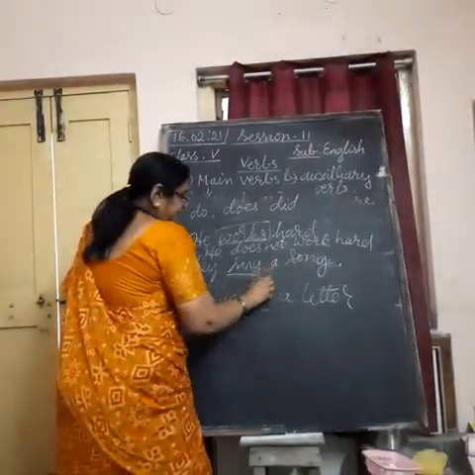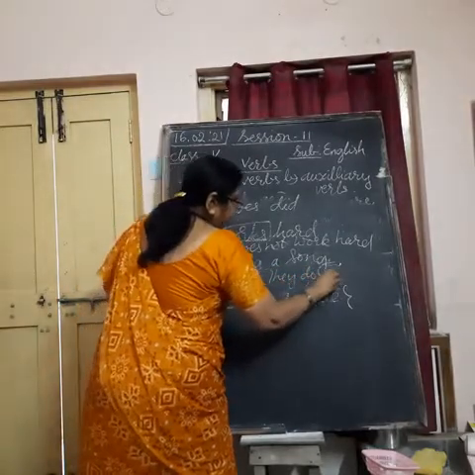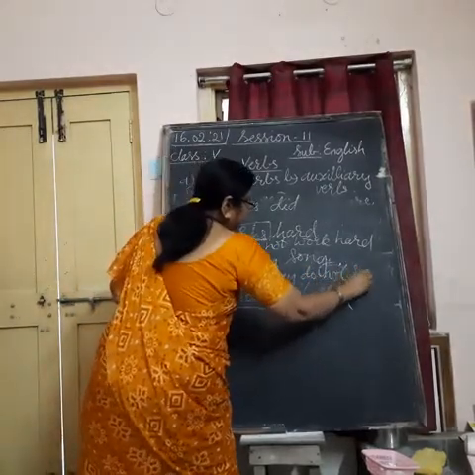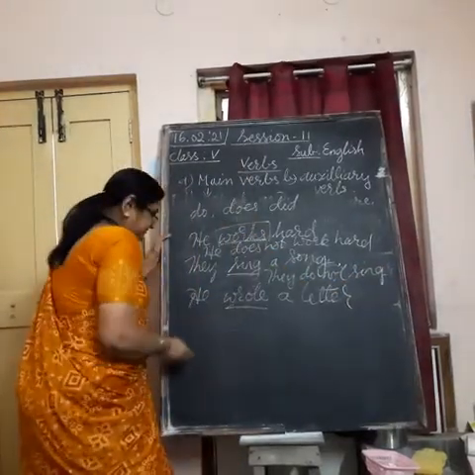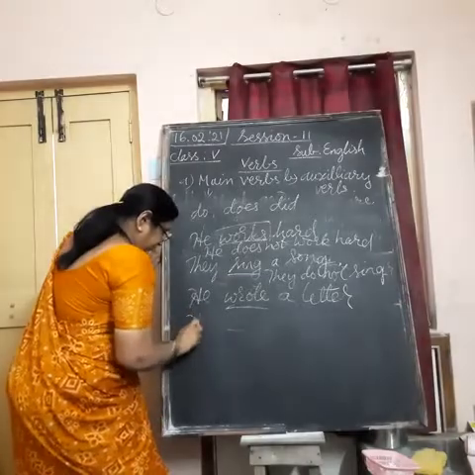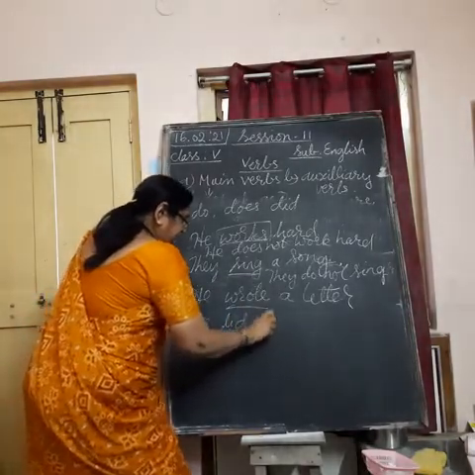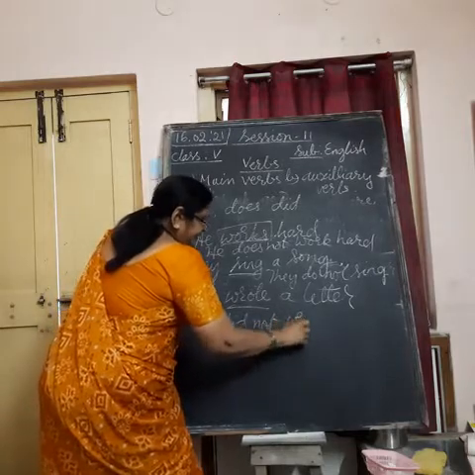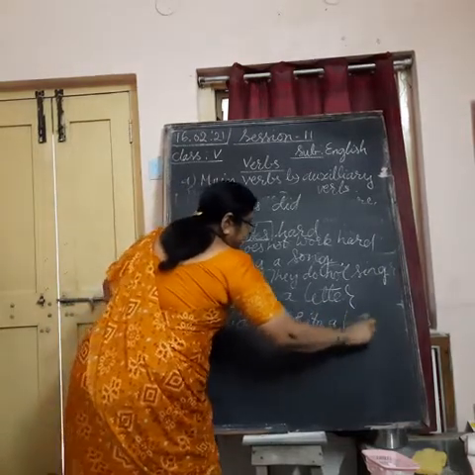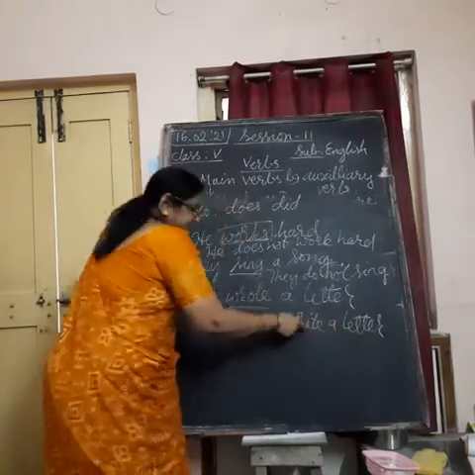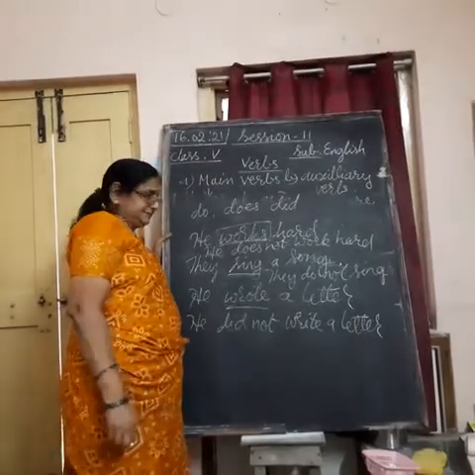So, they do not sing a song, you can write. Or they don't sing a song, you can take. Wrote is past tense. So, he did not write a letter. Past tense verb will come in present tense, but here in do form you get did for past tense.